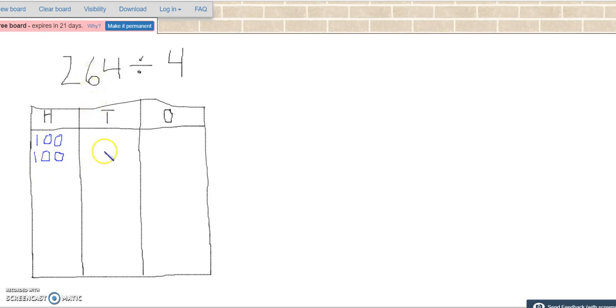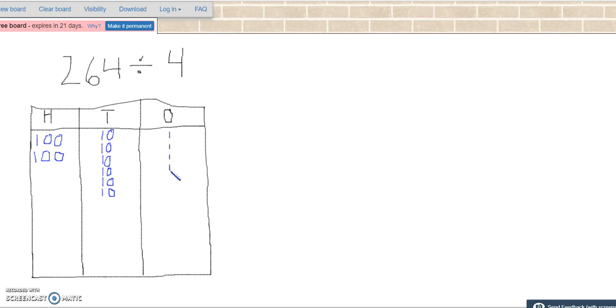Then I'm going to move into my tens, and I'm going to place how many tens are represented, and there are 6 tens represented, so I'm going to put those there. And now I move into my ones and write down how many ones I have, which is 4.